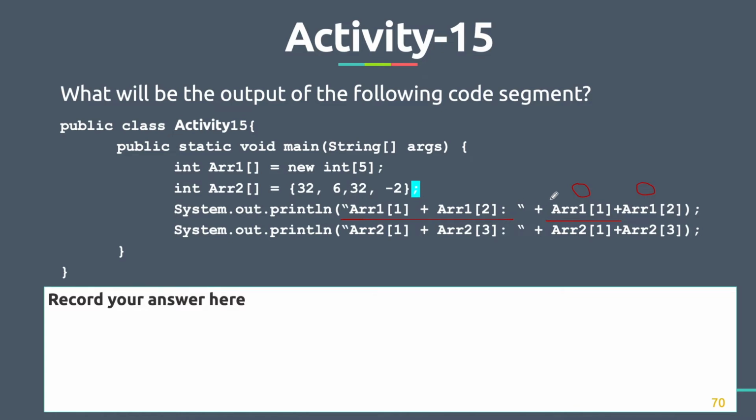So the answer here will be array 1 at index 1 plus array 2 at index 2, and then space 0 0. The next statement will be array 2 at index 1 and array 2 at index 3, and it will print 6 minus 2. Again, for the same reason, because the first statement was a string and the plus sign with strings is used for concatenation. So the output will be 0 0 for the first print statement, and 6 minus 2 for the second print statement.